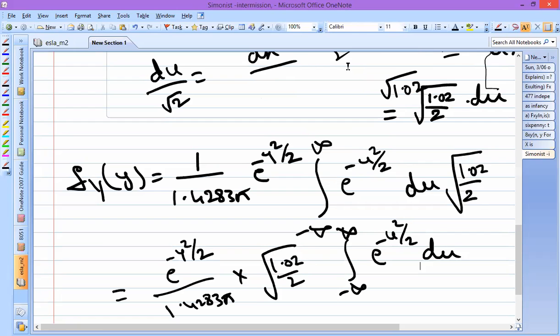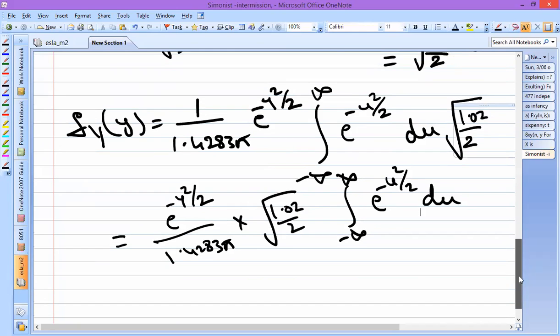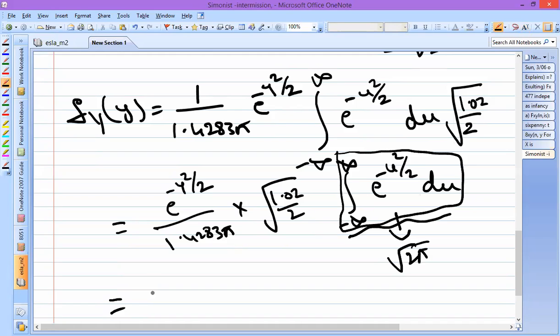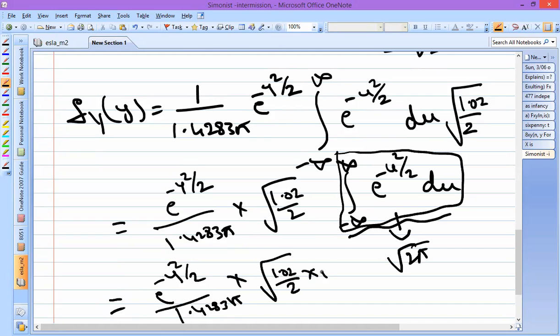So now, if you observe the term within the integral, it is in the standard form. In many problems I have told that the integral from minus infinity to plus infinity of e to the power minus u square by 2 du is a standard derivation which will take the value root 2 pi. So here we can write fy of y as e to the power minus y square by 2 divided by 1.4283 pi into square root of 1.02 divided by 2 into root 2 pi.